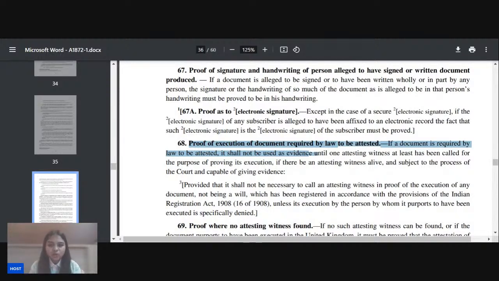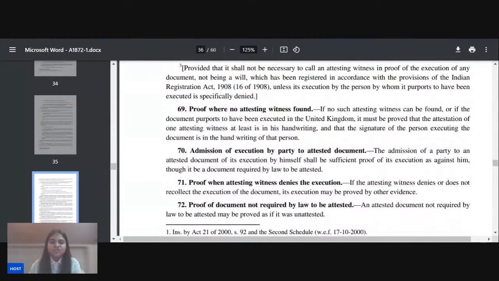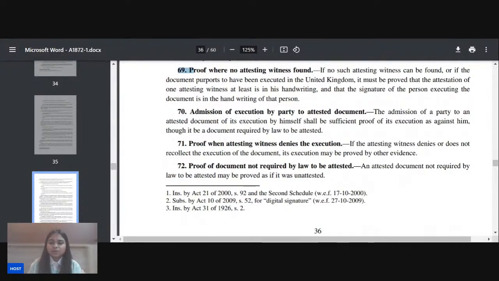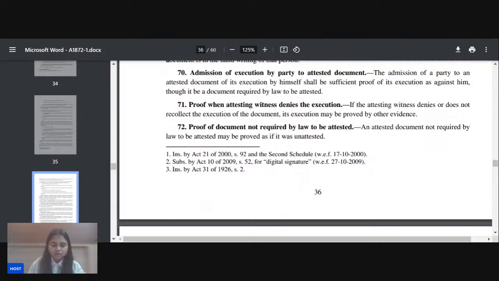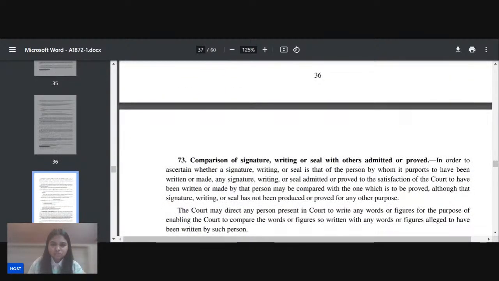If a document is required by law to be attested, then it cannot be used as evidence until you also bring the attesting witnesses. At least one attesting witness has to be called who can prove it. And if attesting witnesses are not found, under section 69, it must be proved that the attestation of one attesting witness is in his handwriting, and the signature of the person who executed the document, right? So this is regarding attestation: the ones who executed the document and the ones who witnessed that execution.